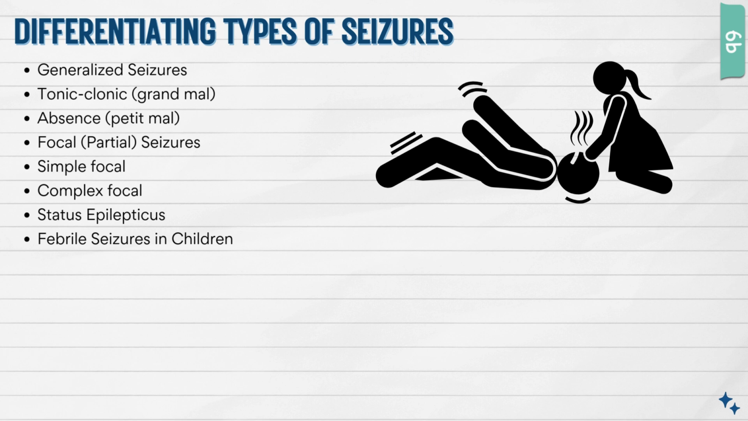Complex focal seizures do affect the consciousness, leading to confusion or repetitive movements like hand wringing. Now, status epilepticus is a prolonged seizure that lasts more than 5 minutes or successive seizures without recovery. So it's like one seizure after another, with a few seconds in between. Status epilepticus is a medical emergency, and that requires immediate intervention to prevent permanent brain damage, because when it goes on for a long period of time, we could potentially be preventing oxygen and perfusion to the brain and other organs.